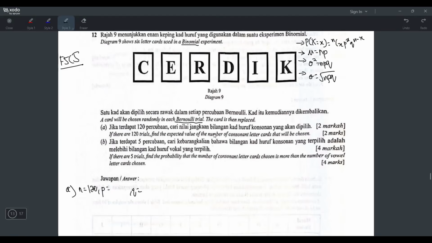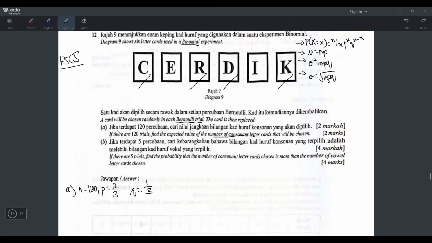So when you get a consonant card, that's when this experiment is considered a success, because they want to find the number of consonant letters. So my p, probability of success, will be probability of consonant. So let's count how many consonant cards we have here. Consonant is everything except the vowels A, E, I, O, U. So C, R, D, K. So you can see the probability of consonant is 4 over 6, right? But 4 over 6, when you simplify, you get 2 over 3. Then the probability of failure will be 2 over 6, which is 1 over 3.